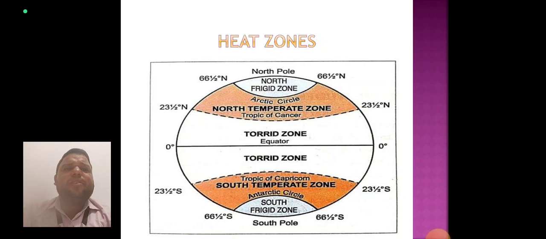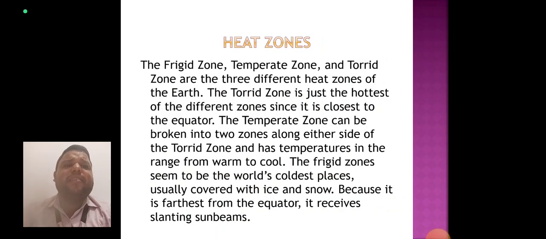Now next is frigid zone. Frigid zone is a very cold zone. Frigid means cold. The north frigid zone lies between the Arctic Circle and the North Pole, while the south frigid zone lies between the Antarctic Circle and the South Pole. These regions are extremely cold and permanently frozen, because the sun rays reach the Earth's surface at an extremely slanted angle.